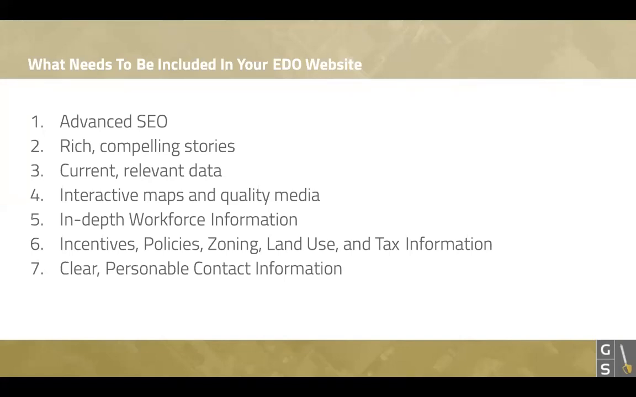Fifth, we've got in-depth workforce information. So in addition to data, site visitors want to know who your community's workforce partners are and what specific educational resources they offer. Number 6, I don't have too much to say about it. We've got incentive policies, zoning, land use, and tax information. And basically this information just must be easy to find, clear, current, concise. You're the experts in this, so we'll just leave it at that.